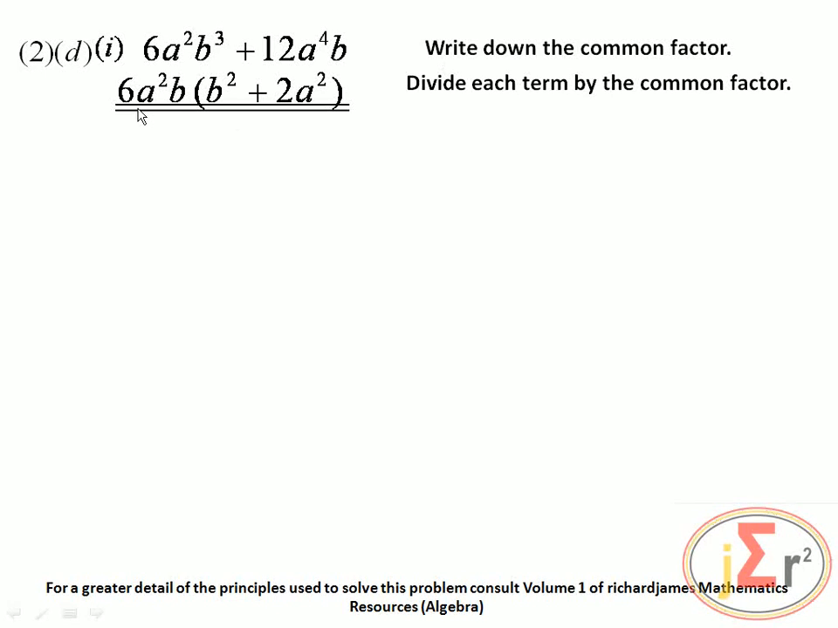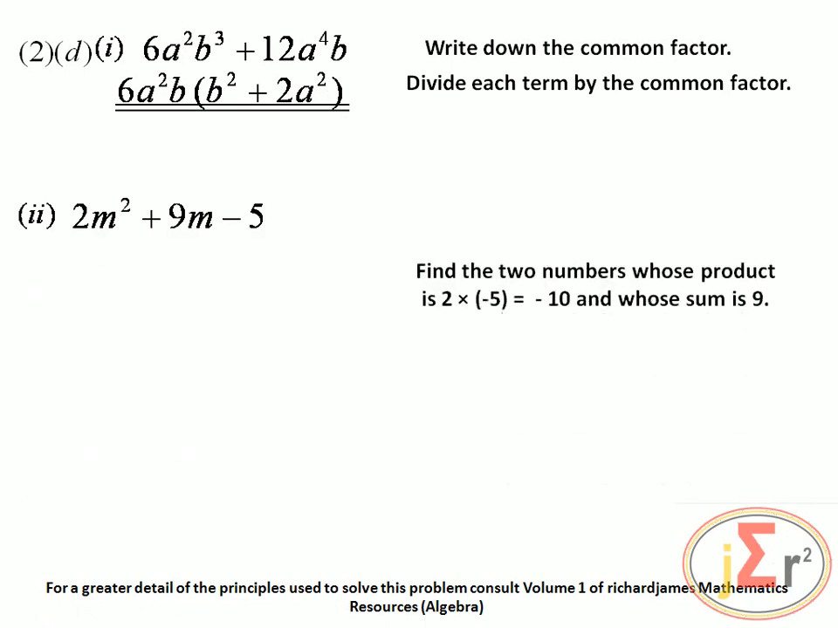Here we have 6 into 12 is 2. A squared into a to the power of 4, we subtract the indices and we get a to the power of 2, and b into b is 1. But we do not need to say a squared 1 or a squared multiplied by 1, because anything multiplied by 1 is that same thing, so we can treat it as if the b is cancelled completely.